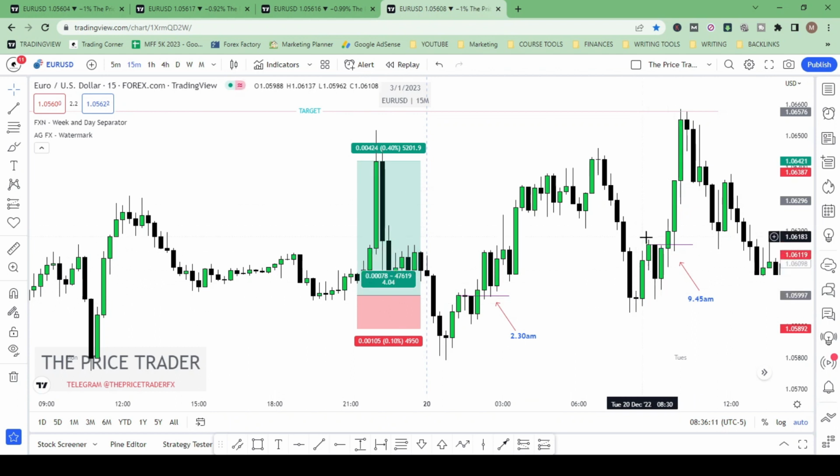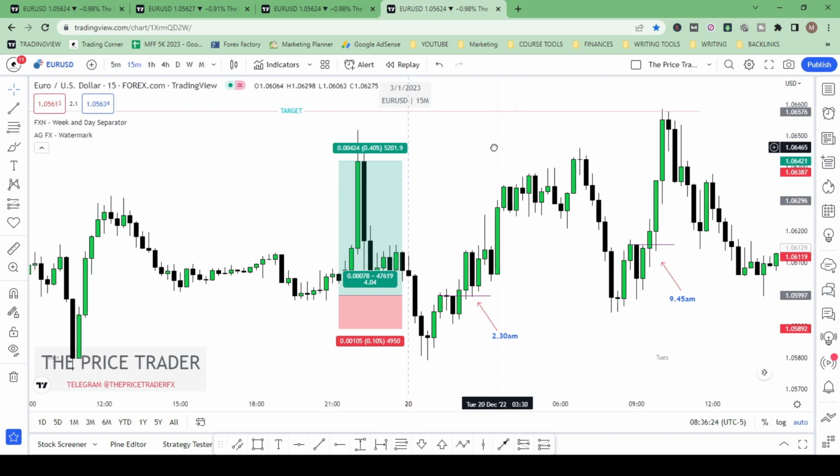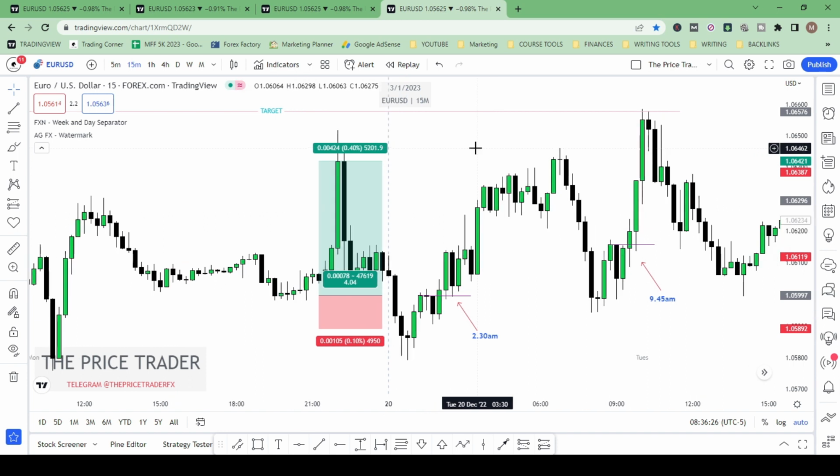So once it took out this high right there, this candle, that's your entry right there. So you enter there, you target this liquidity and this one, and you're done. That is your setup. That is your entire day's setup, guys. It is as simple as that.